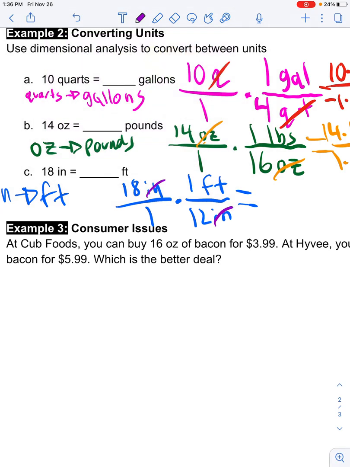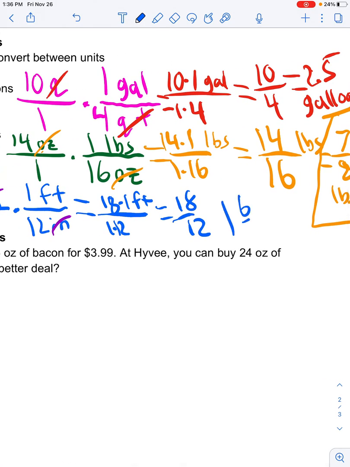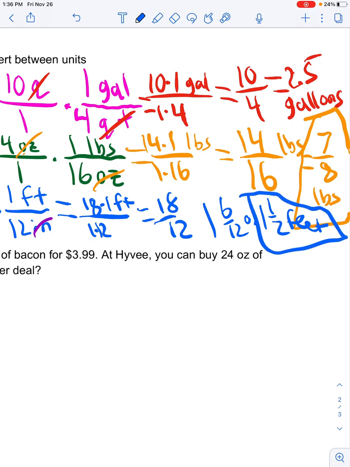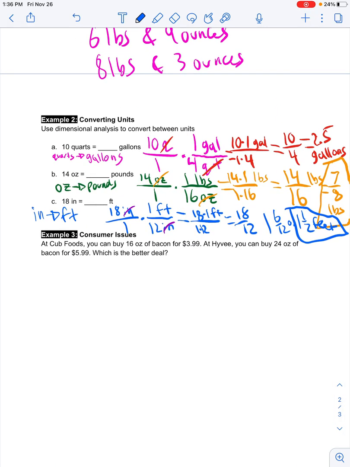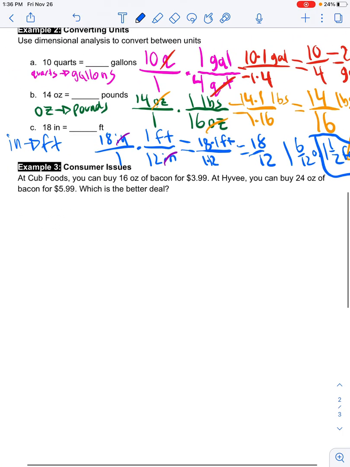And then again, when I look closer, I see inches divided by inches is going to cancel out. 18 times 1 is 18. 1 times 12 is 12. So I get 18 over 12, which is the same thing as 1 6/12, or 1.5. And again, my unit is feet. So 18 inches is the same as 1.5 feet.